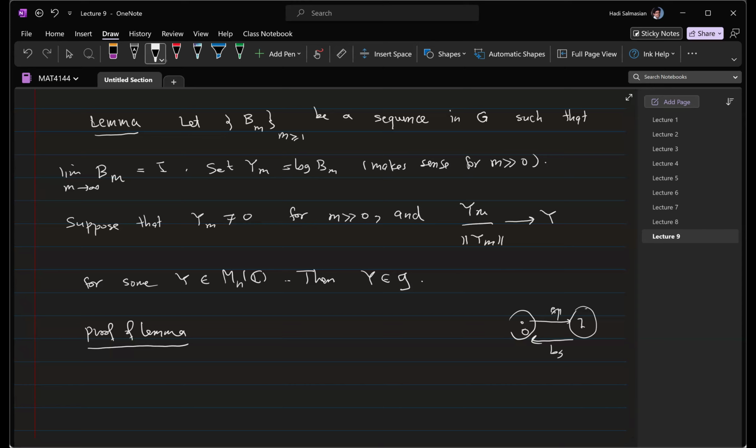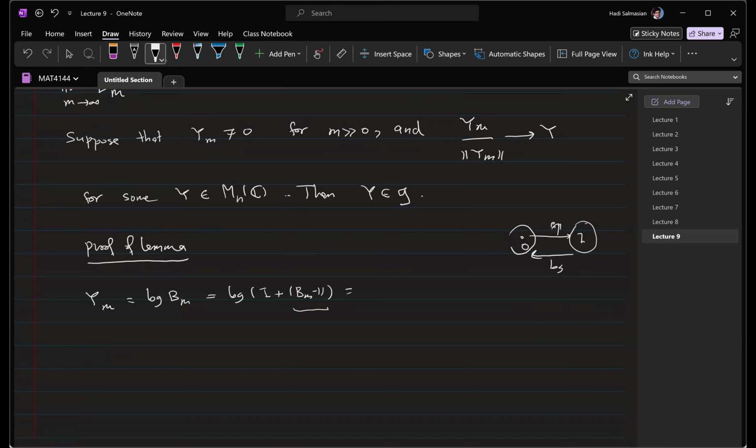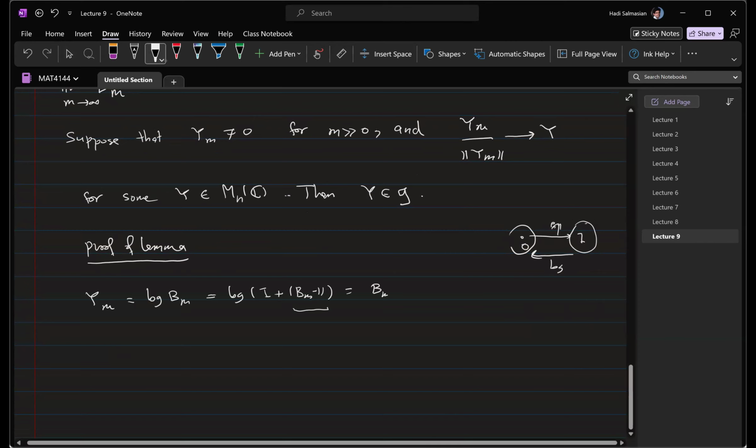We can also treat this more precisely. You could say that ym is really log bm, so this is really log of 1 plus (bm minus 1). And when this becomes sufficiently small, which it does because bm converges to 1, you can write the Taylor series, the power series that describes the log. And from what we learned there, this is bm minus 1 plus something of small magnitude, of quadratic order. This is a consequence of looking at the Taylor series.